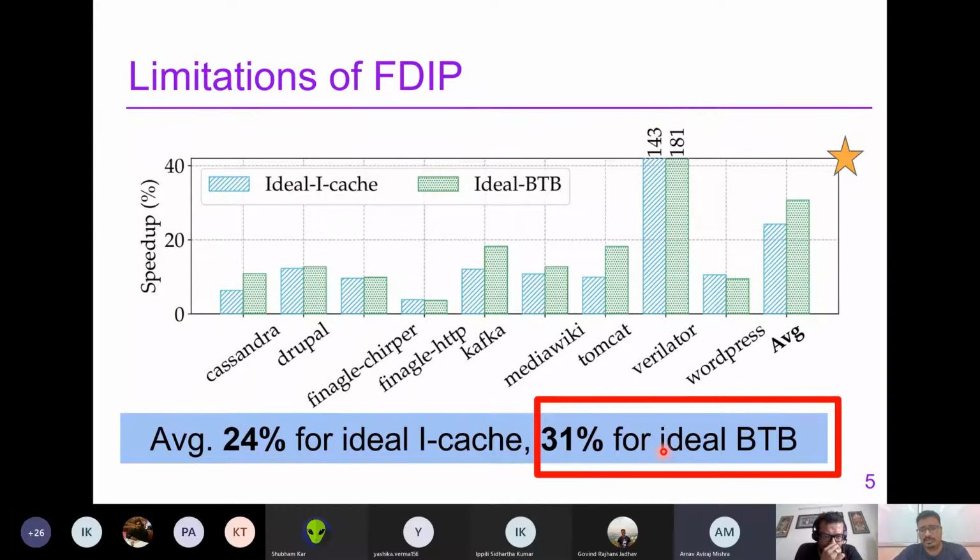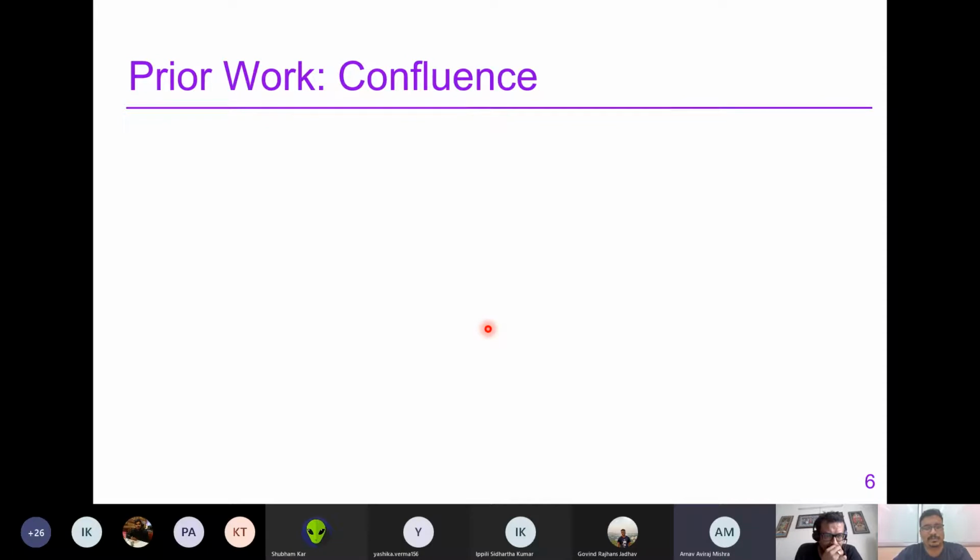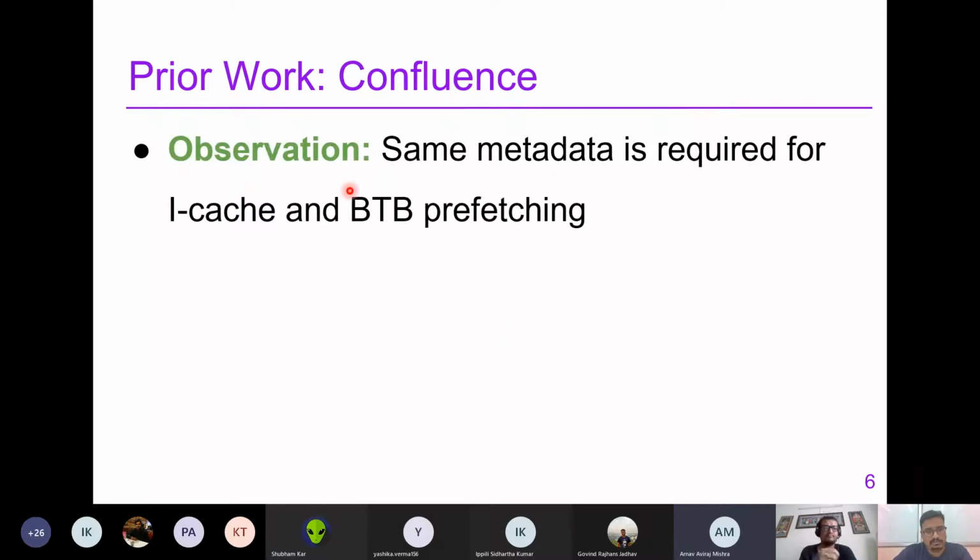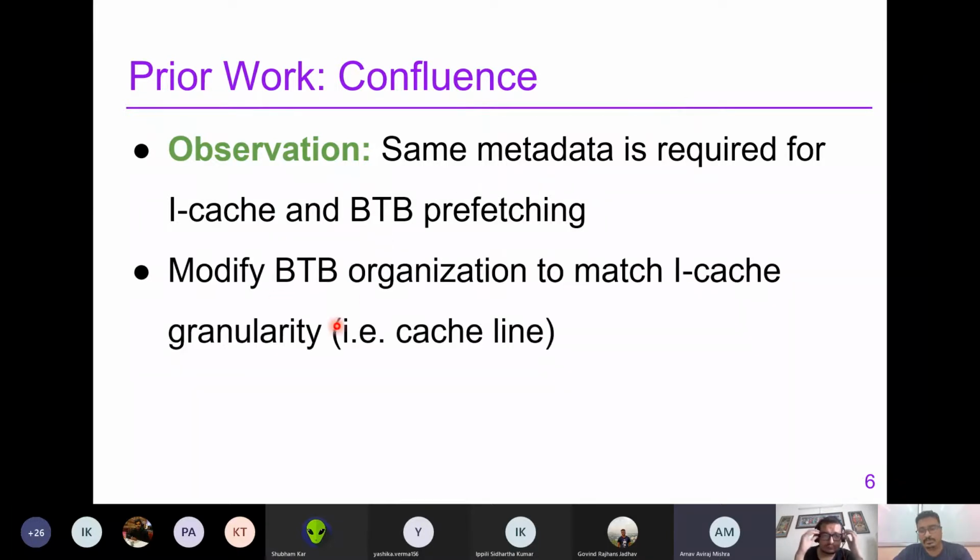Since we get more performance benefits with ideal BTB, they focus on improving BTB performance. Before we go into Twig, let's look at a couple of prior works in BTB prefetching. One prior work is Confluence. Confluence works on the simple observation that the same metadata is required for prefetching iCache and BTB. Because of that, they changed the BTB organization to match the iCache granularity, which is the iCache line.